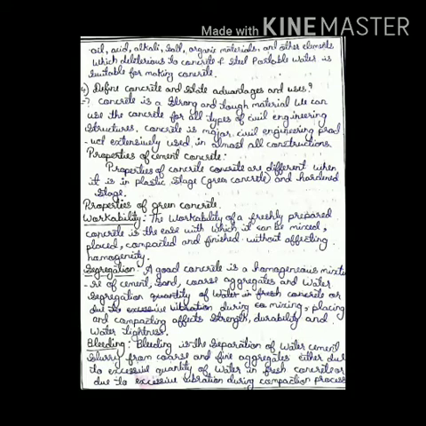The next property of green concrete is bleeding. Bleeding is the separation of water-cement slurry from the coarse and fine aggregates, either due to an excessive quantity of water in fresh concrete or due to excessive vibration during the compaction process. Bleeding of concrete causes the formation of pores and reduces the compressive strength.